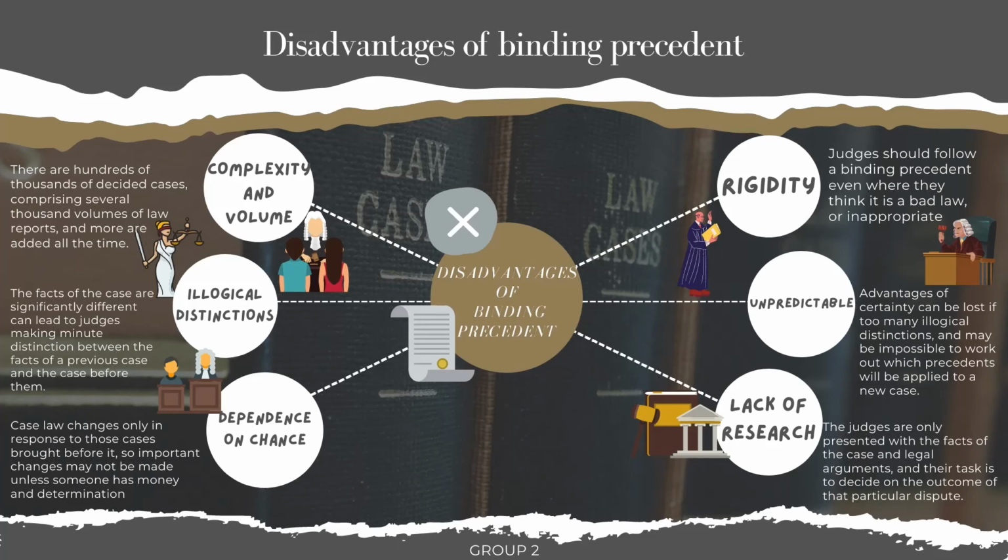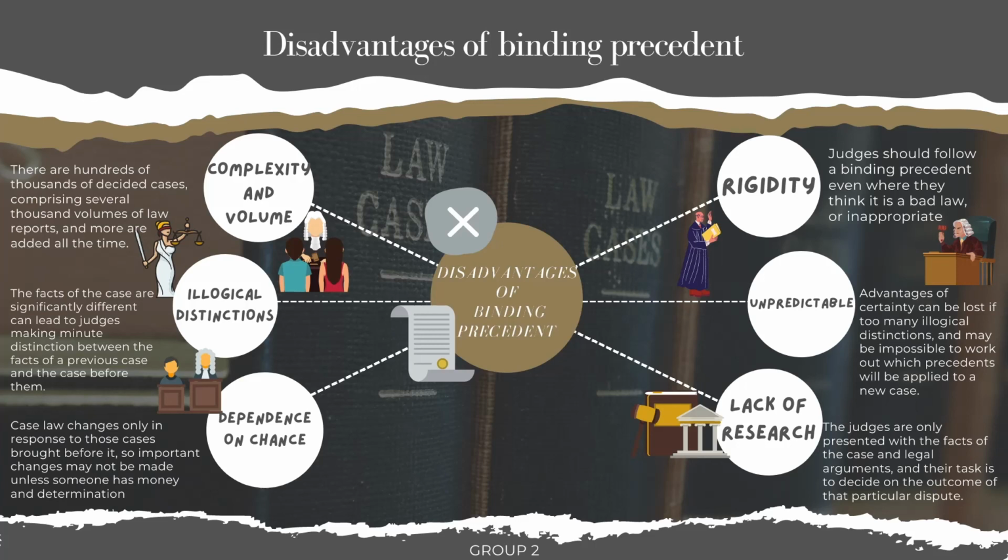Next, the second one is rigidity. Judges should follow a binding precedent even if they believe the law is wrong or improper. This can lead to faulty judicial decisions being upheld for a long period before they are brought before a court with the authority to overturn them. The third one is illogical distinctions. Because the facts of the cases are significantly different, judges may find it difficult to distinguish between the facts of a previous case and the facts of the case before them.